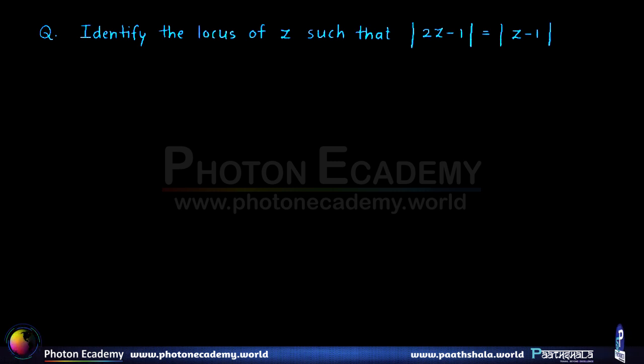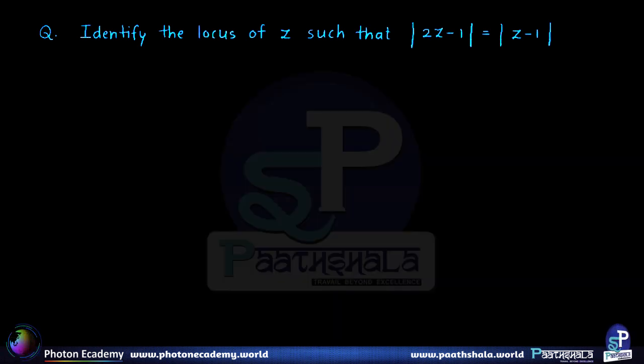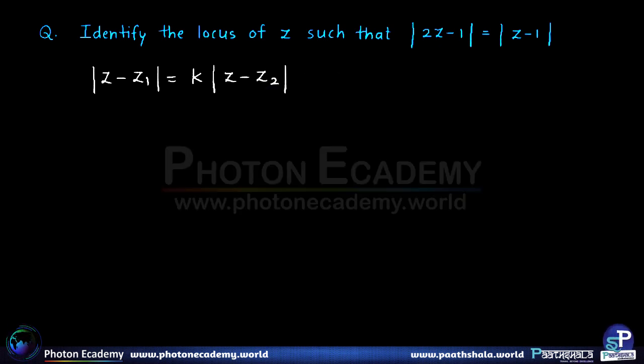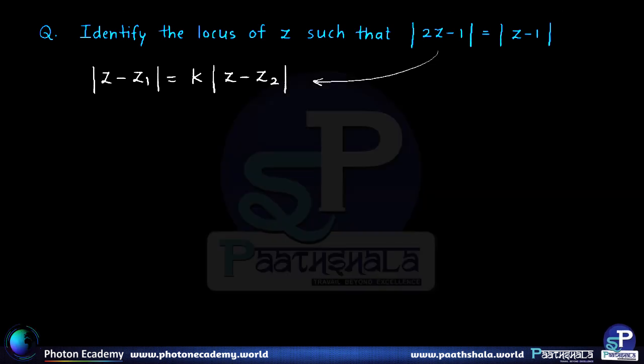If we recollect, the standard locus which comes closest to this is of the type mod of z minus z1 is equal to k times mod of z minus z2, and we know that this represents a circle which is called the Apollonius circle. So due to the similarity, if we arrange the given equation in this required format, then it will prove that it's really a circle.